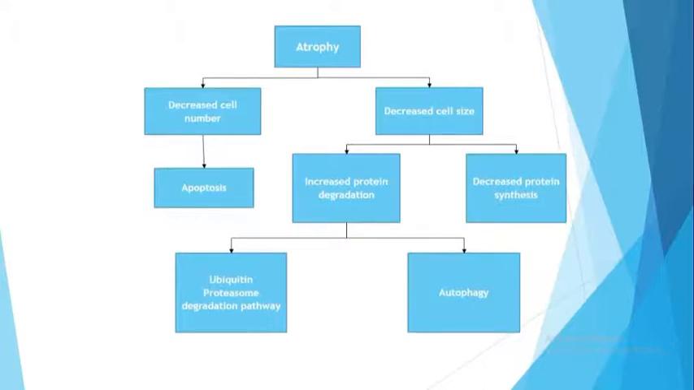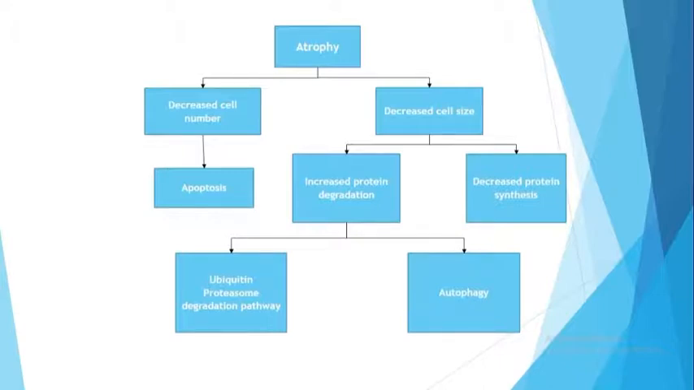Decreased cellular size can occur in two ways. The first one is decreased protein synthesis, and this occurs because of decreased metabolic activity of the cells. And the second way by which cell size decreases is increased protein degradation.